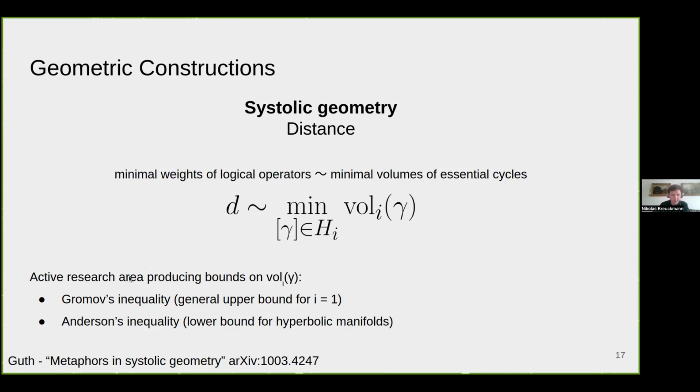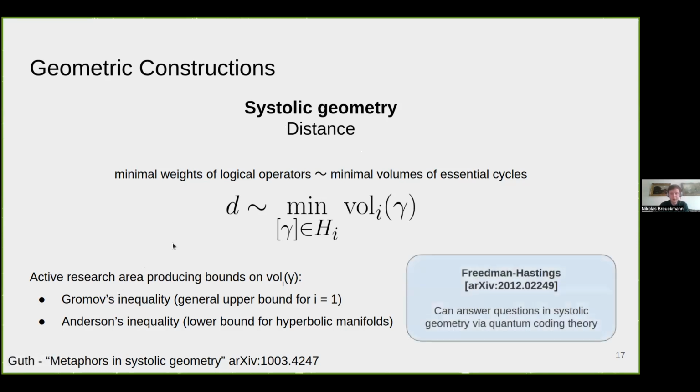I won't have too much time to go into this. It's a vast area, and not everything in it is important for our purposes. But there's a nice review article by Larry Guth about this. I should also mention that the information flow now also seems to go in the opposite direction. Freedman and Hastings showed that we can take a quantum code and turn it back into a differentiable manifold. By doing so, we can answer questions in systolic geometry via quantum coding theory, which is kind of interesting.